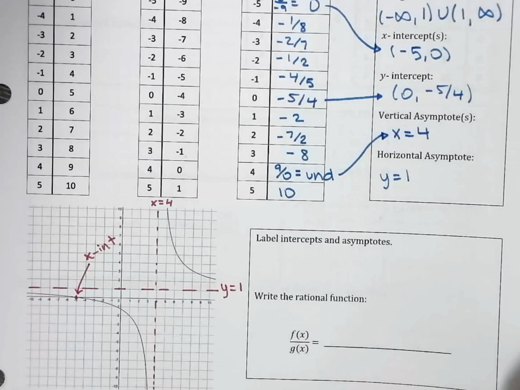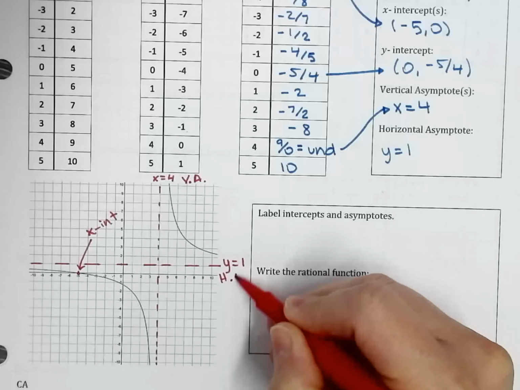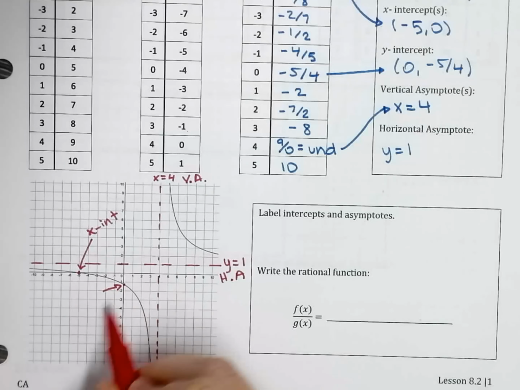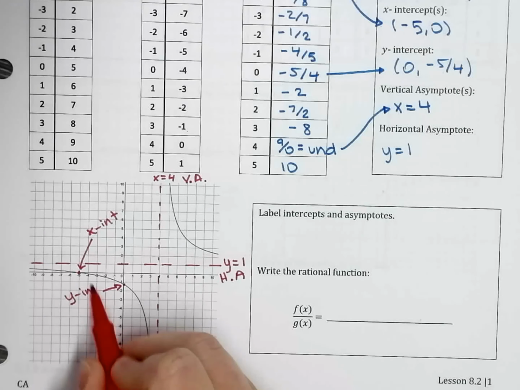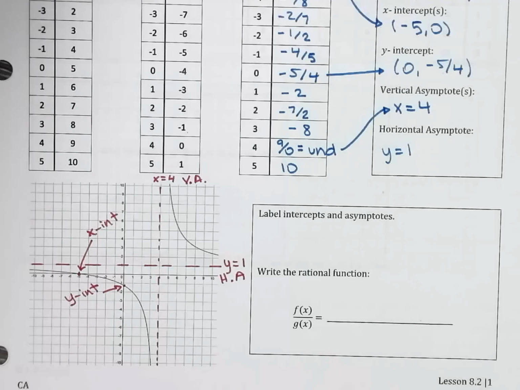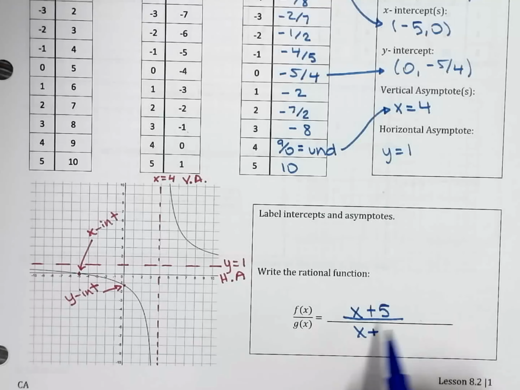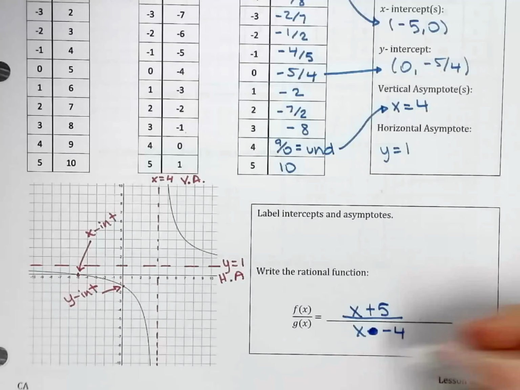And then, we need to label all the intercepts and asymptotes. So x equals 4, that's the vertical asymptote. Y equals 1, that's the horizontal asymptote. We also have the y-intercept right there. Did we get everything? We did. So write the rational function right there. So x plus 5 over x minus 4.